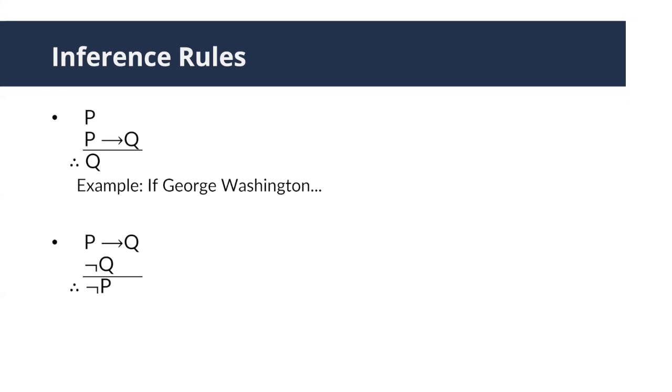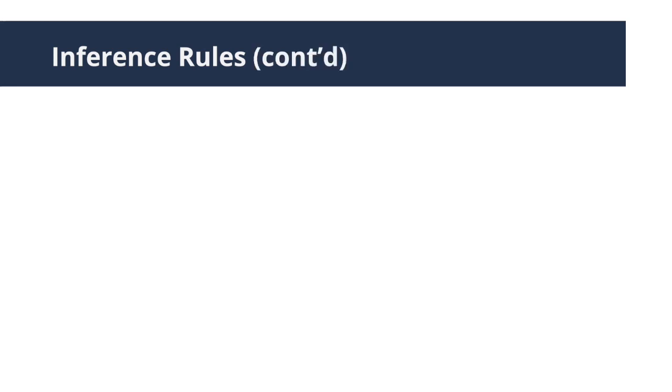Second rule, if P implies Q is true and not Q is true, we can imply not P is true. The example is the Martina example. Third rule, if P is true and Q is true, P and Q must be true. This is very straightforward.